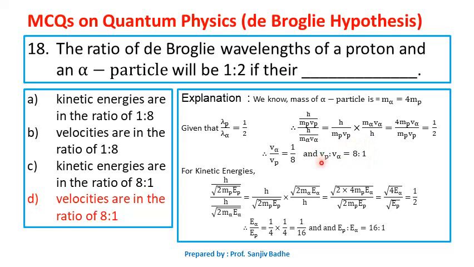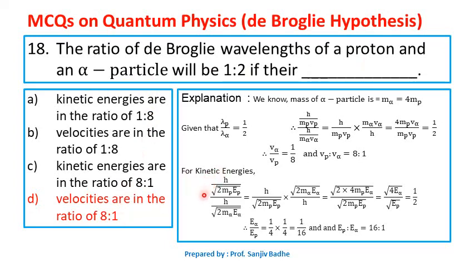So the ratio of velocities of proton and alpha particle comes out to be 8:1, and this is given in option number D. So option number D is the correct option. Ratio of velocity of proton to velocity of alpha particle, that is 8:1. Let us check for kinetic energies.